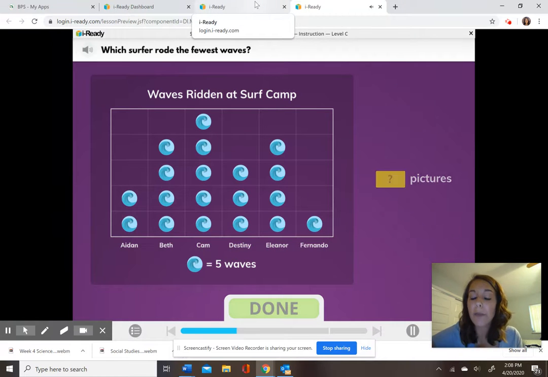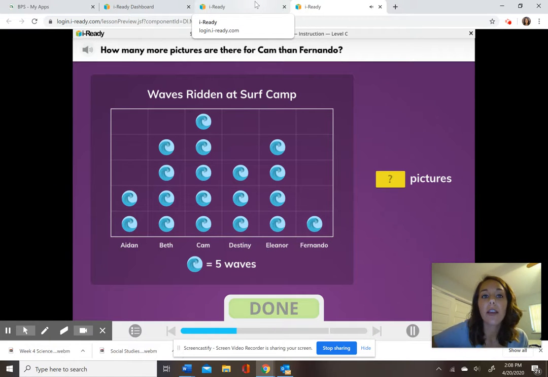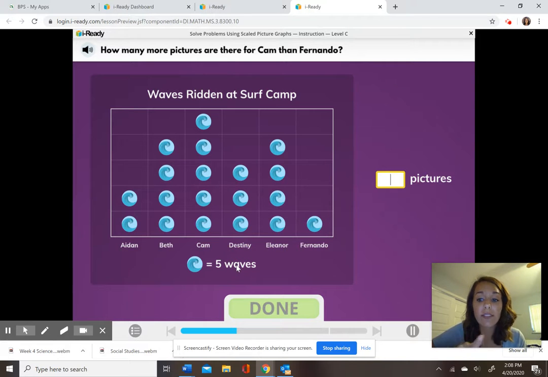Look at the graph. Now we're going to compare, which is the part I wanted to get to. How many more pictures are there for Cam than Fernando? It's asking how many more. Once again, how many more is a subtraction problem. So I have Cam and I have Fernando. I can't just subtract. I can't just count them really. This says how many more pictures. So I don't actually have to count the number of waves. They saved you a step.